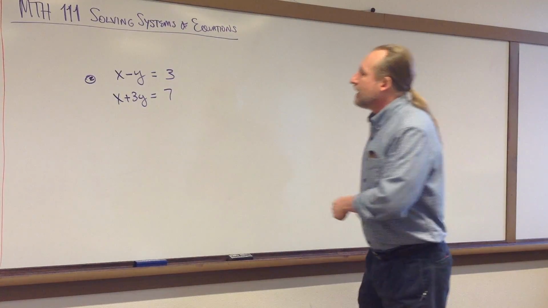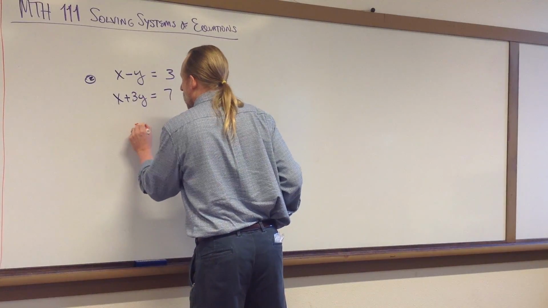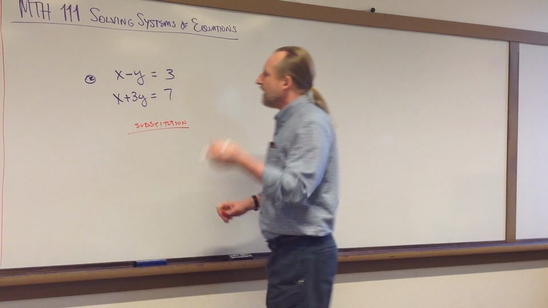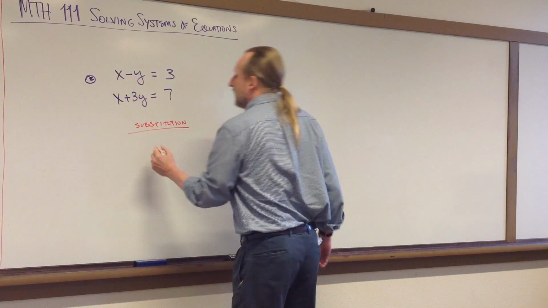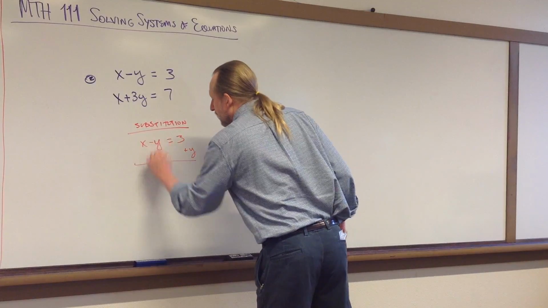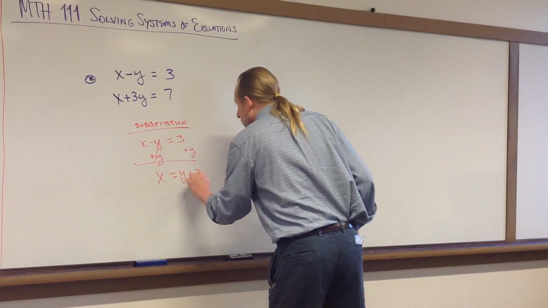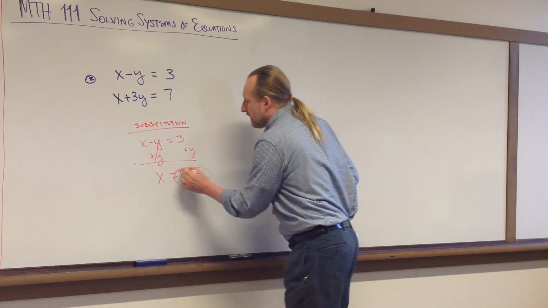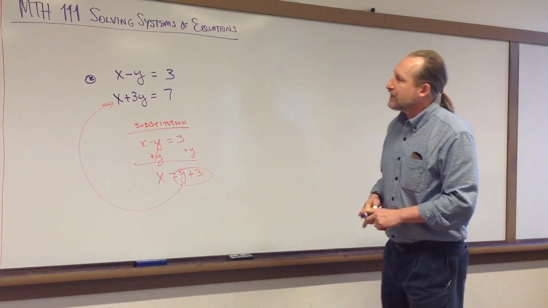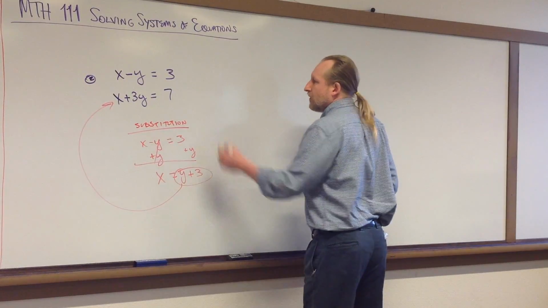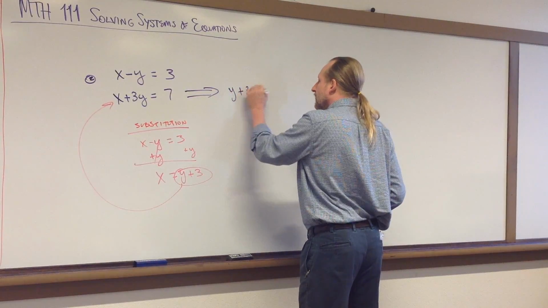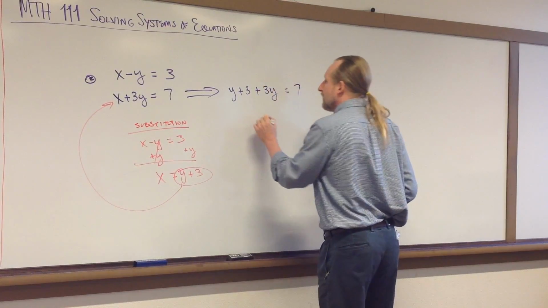Okay, so if we're going to do substitution here, we've got a couple of choices here. We could say x, add this y to both sides, and so then x would be equal to y plus 3. And then we can take that and put it into the other equation. Don't put it back into the same equation because that's not going to work. So if we do that, then instead of x plus 3y, we'll have y plus 3 plus 3y equals 7.